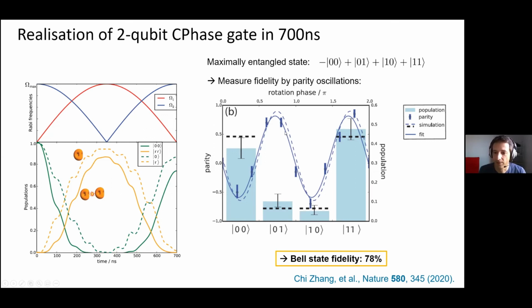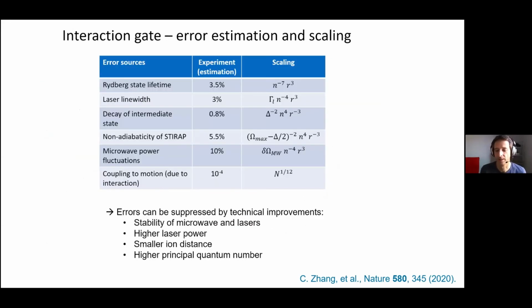So from parity oscillations, you can characterize the fidelity of this maximally entangled state, a kind of rotated Bell state. And what we get as a fidelity of that rotated Bell state is something like 78%. So it's of course not a gate operation that is at the 10 to the minus 3 level, and certainly we have to work on getting this fidelity significantly higher to use it for something. The nice thing is, of course, it's only 700 nanoseconds. In principle, we think we can even speed up this system quite a lot by putting the ions closer together and bringing it to higher Rydberg states.